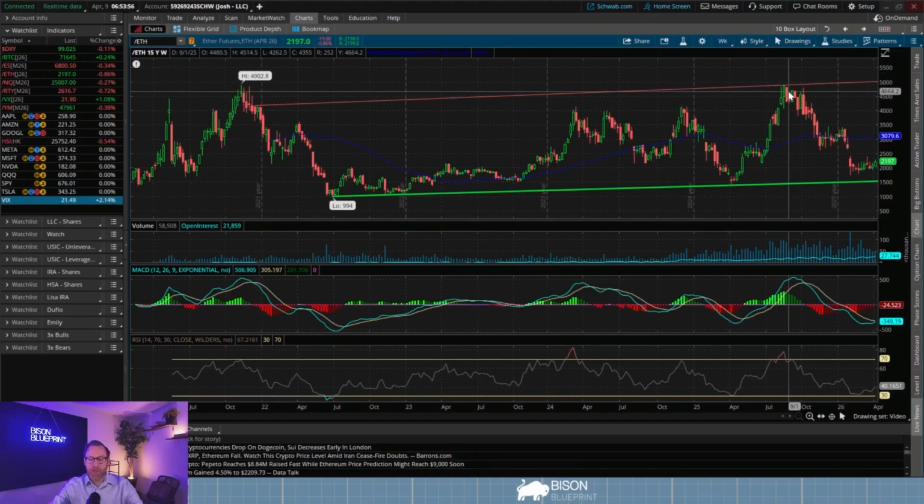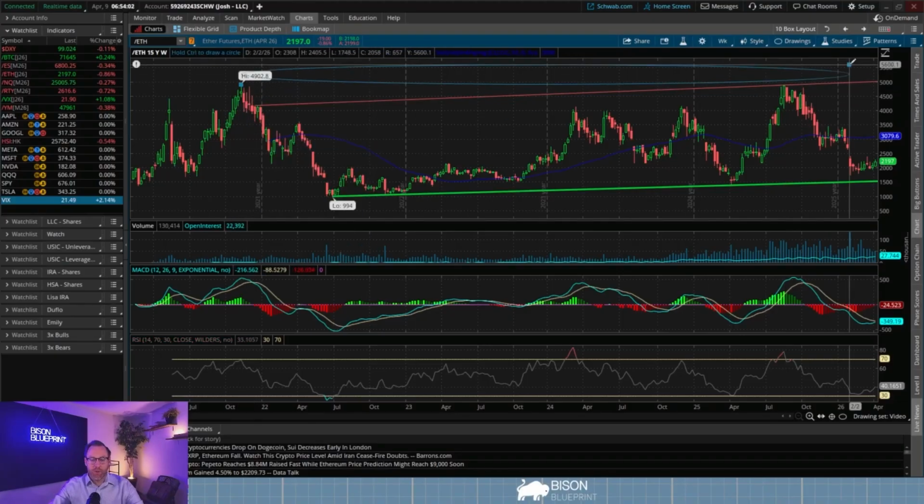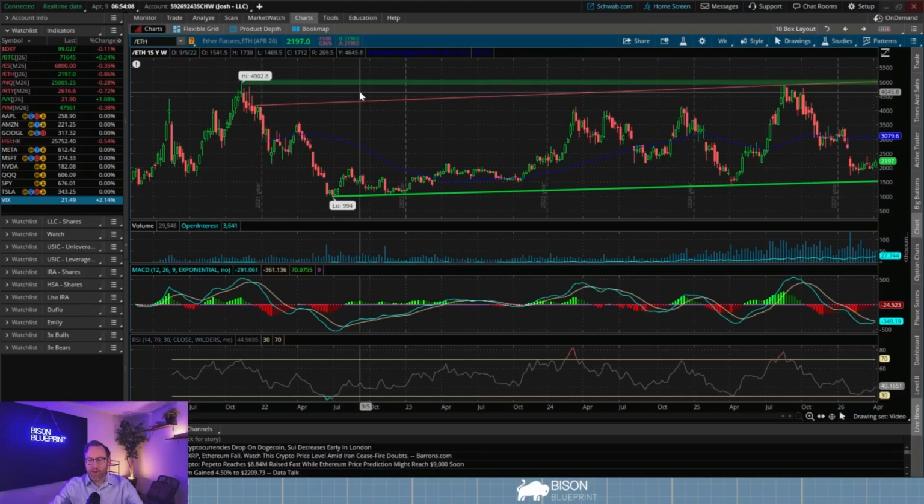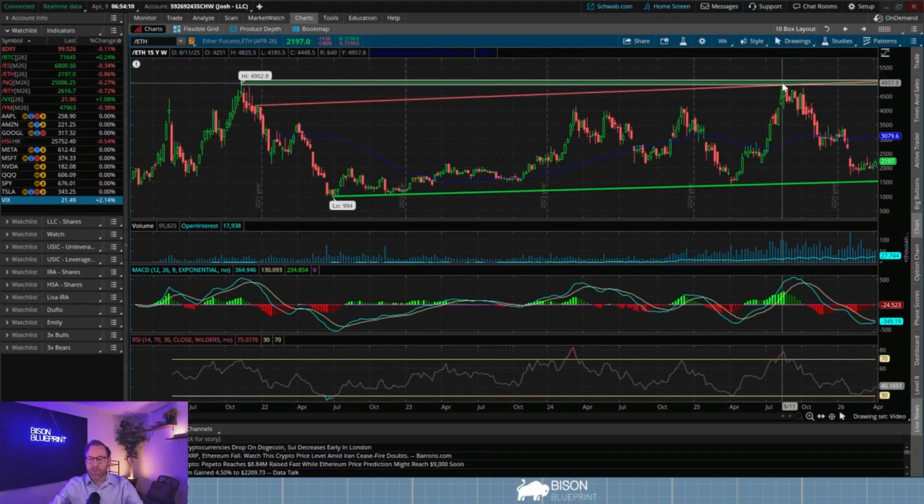And that's why we saw such a large sell off there, especially when you throw in the resistance level that we see at around $5,000. So the confluence of those two led to a significant rejection.